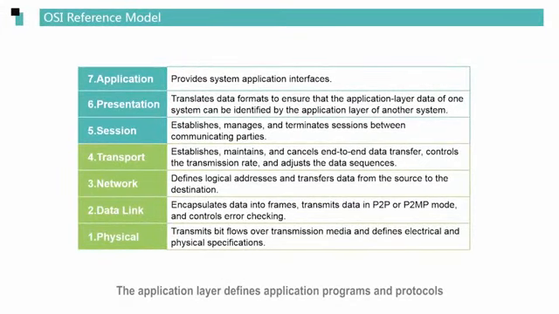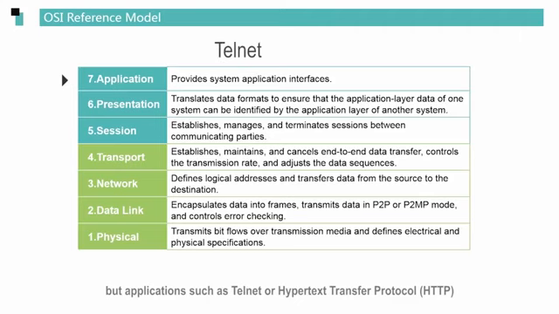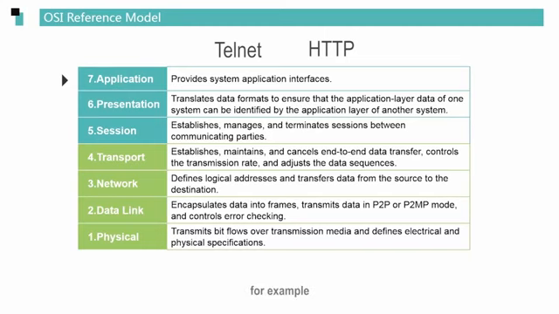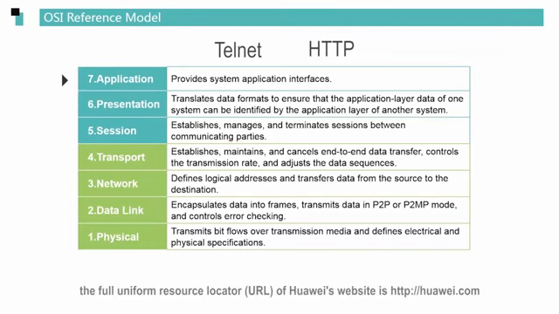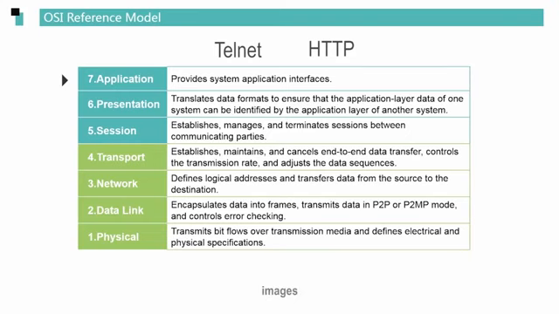The application layer defines application programs and protocols. These application programs are not software such as Skype, but applications such as Telnet or Hypertext Transfer Protocol, HTTP. You will likely already be familiar with HTTP from web addresses. For example, the full Uniform Resource Locator, URL, of Huawei's website is http://huawei.com. This means that the information displayed on the page, such as text, images, and multimedia, has been sent using HTTP.